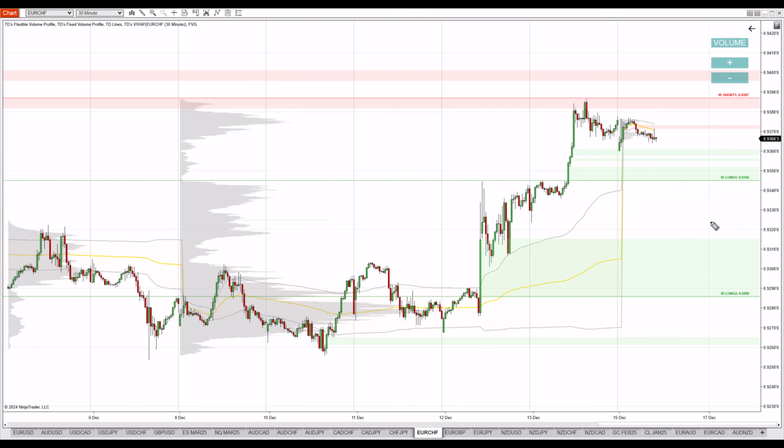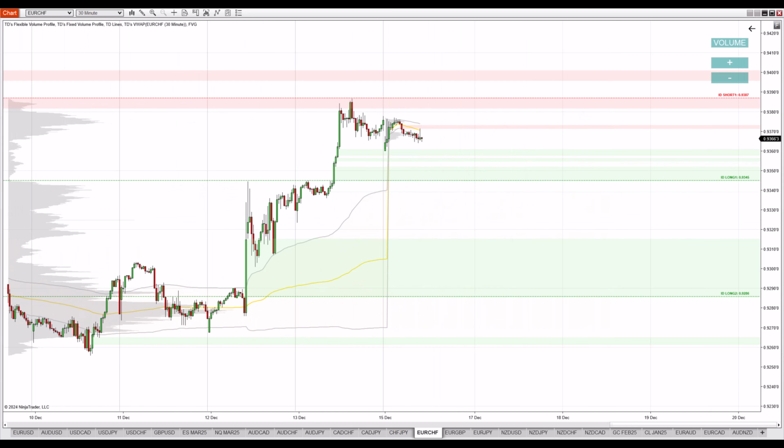So in the ideal scenario, there would be a pullback to the first support, reaction, pullback to the second support, and reaction. All right, so that's the plan. And let's now wait and see how it plays out.